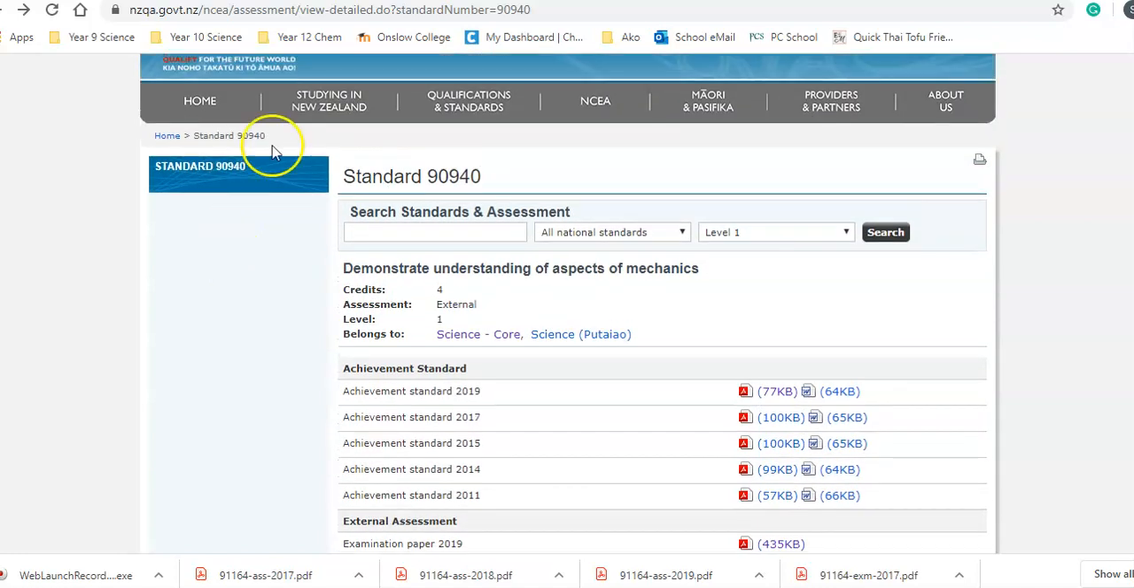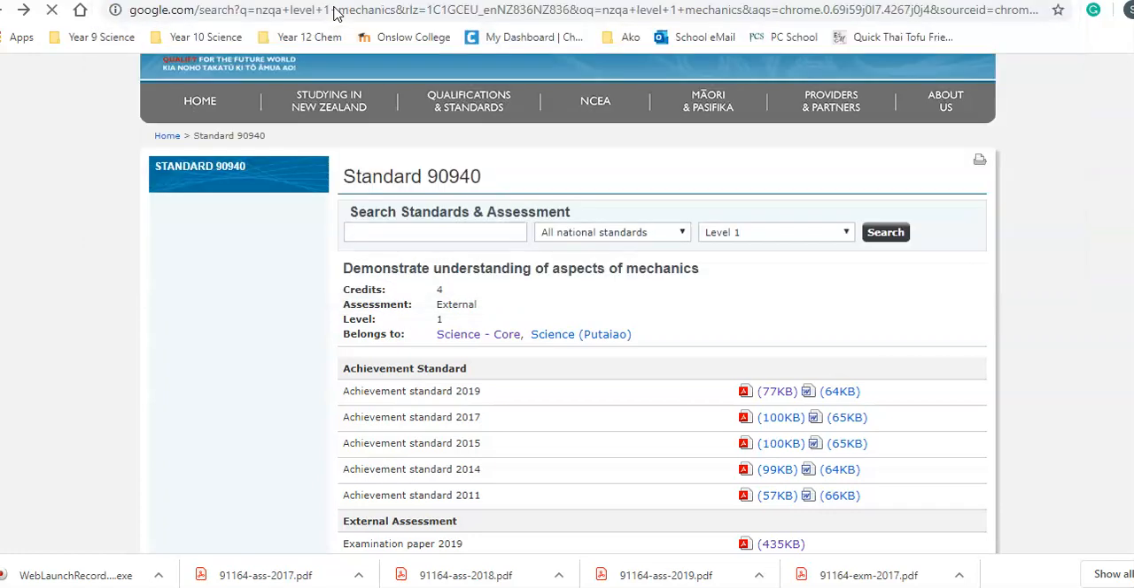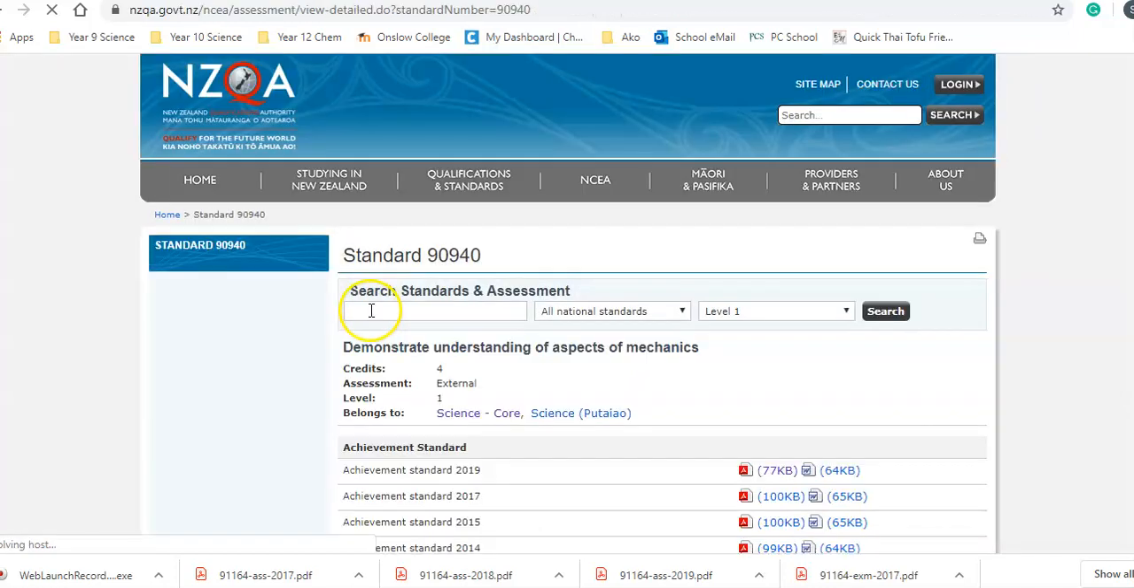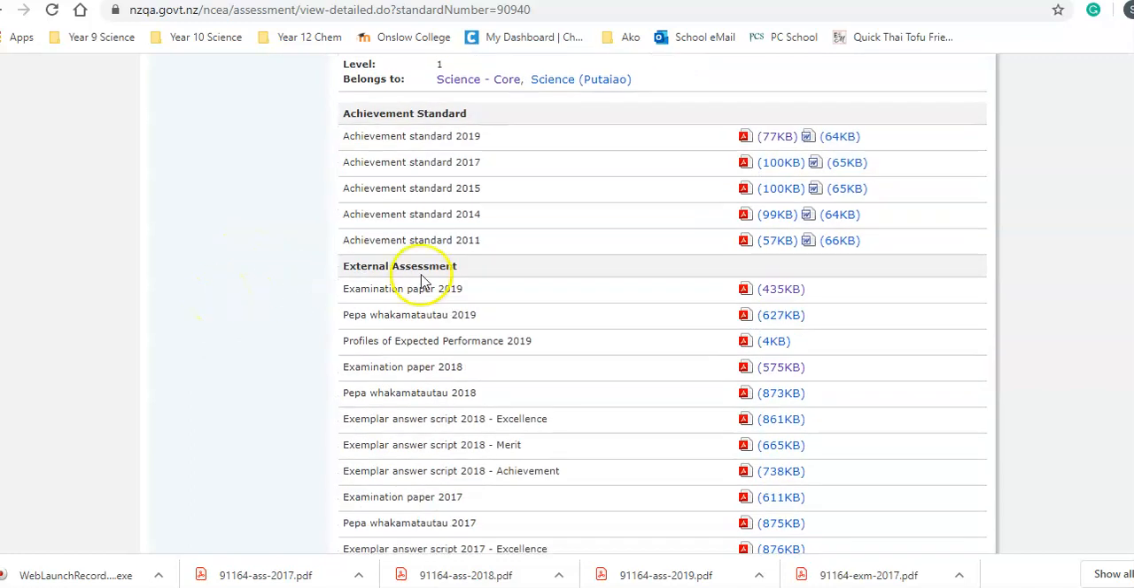So to find this website, we just need to search NZQA Level 1 Mechanics. We can do this for any standard, and we get this page that comes up. These achievement standards are an overview of the course, which can be a little bit difficult to understand, but if we know where to look, it's actually really helpful. There's a copy of this part of the website in your SciPads as well at the start of each chapter or at the start of each book, depending on which SciPad you have.